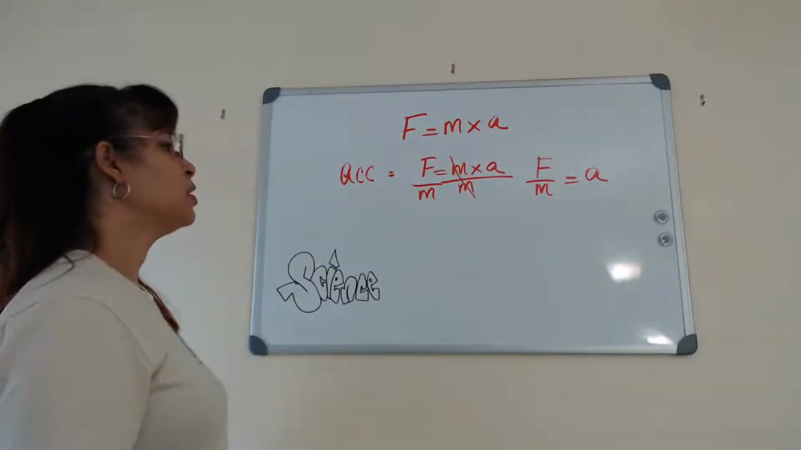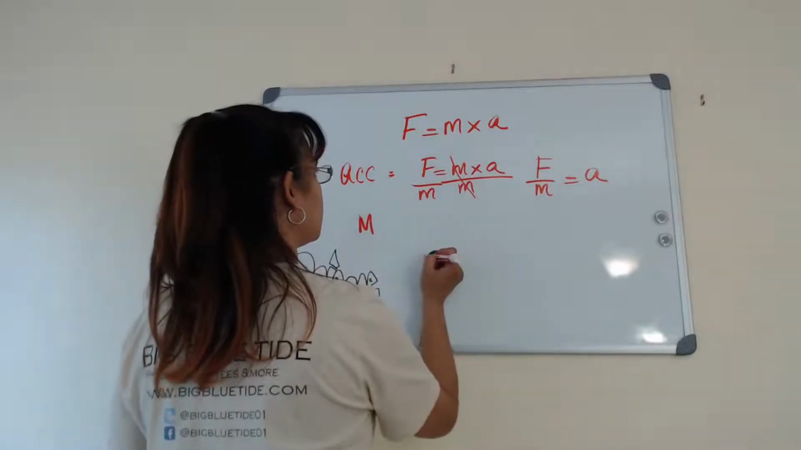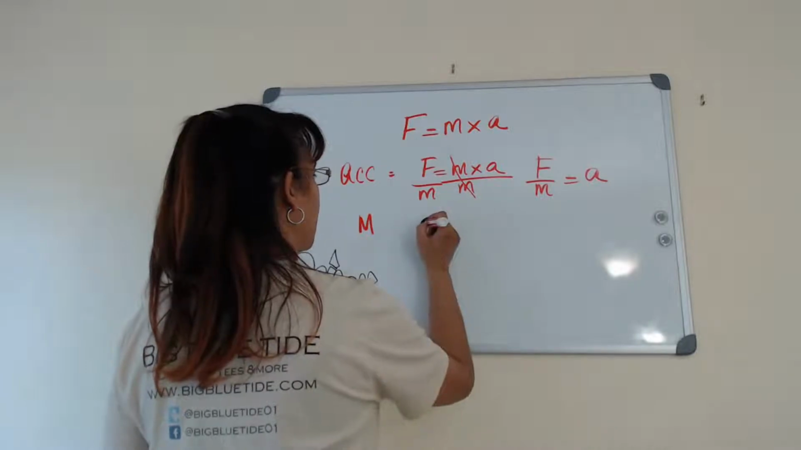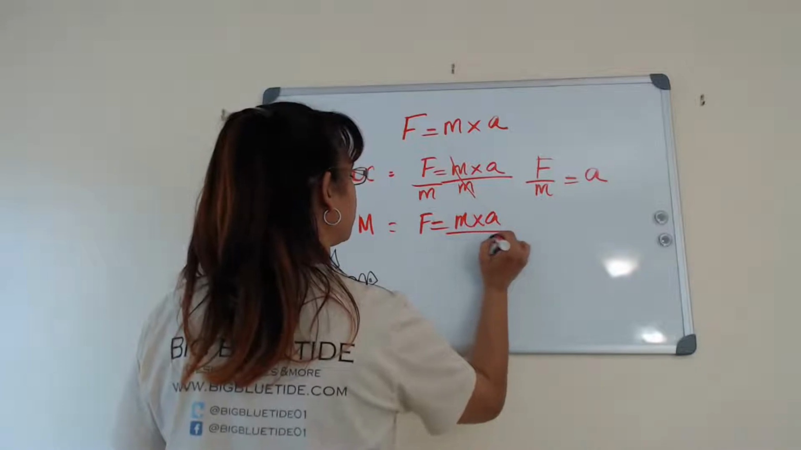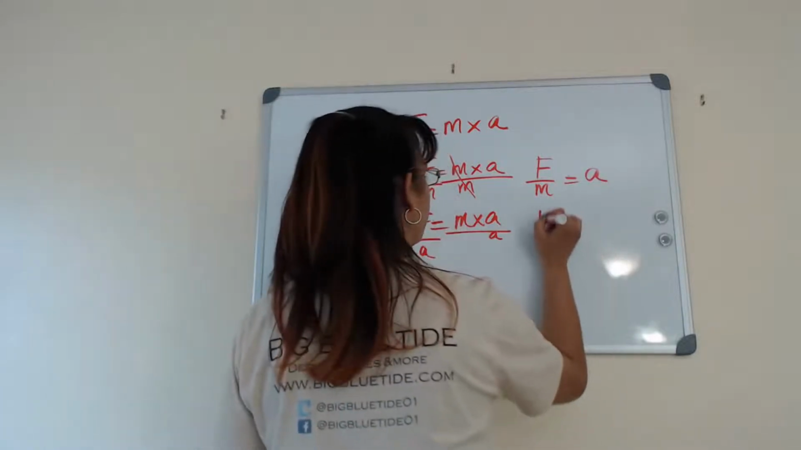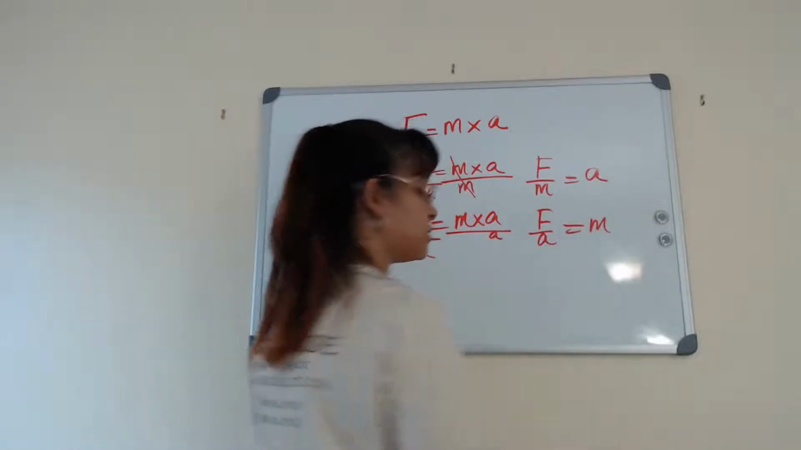Now if you wanted to solve for mass, you would divide both sides by acceleration. So force divided by acceleration is equal to the mass.